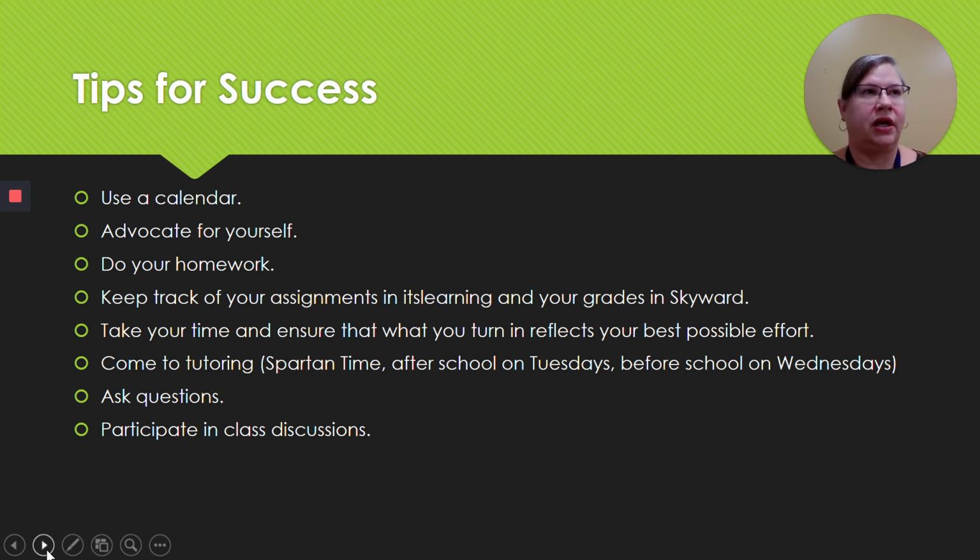All right, tips for success. Use a calendar. Really, some kind of a planner is very, very handy to have in high school, especially with extracurriculars and 8 periods over a 2-day period. Make sure that your student advocates for his or herself, that they do their homework, that they keep track of their assignments in It's Learning and the grades in Skyward.